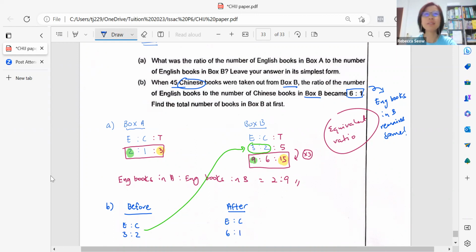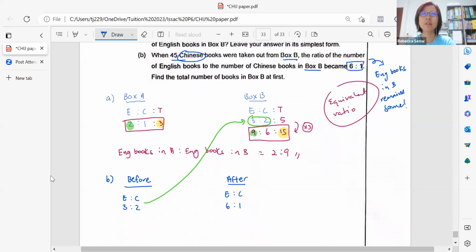What remains the same is the number of English books. So if number of English books remains the same, by right, the units for English books should remain the same, right? So now we notice that in the two ratios, the units for English books are not the same. So we have to find an equivalent ratio of the before ratio, such that when we multiply 3:2 twice over, you'll end up as units for English books becoming 6. So that will make 6:4.